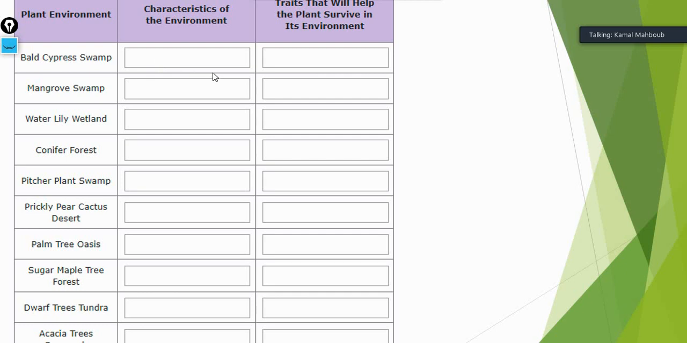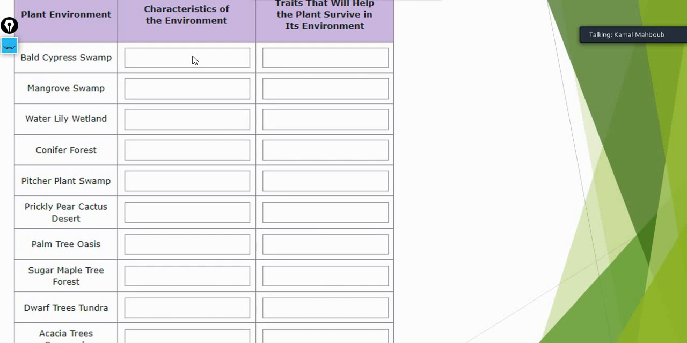I'm going to show you a picture about the environment, and you will write the environment characteristics, and also how the plant can survive in this environment or in this condition, and I will help you also to answer these questions. Okay guys, do you understand? Now let's move to the first one, and I will come back again to write here.